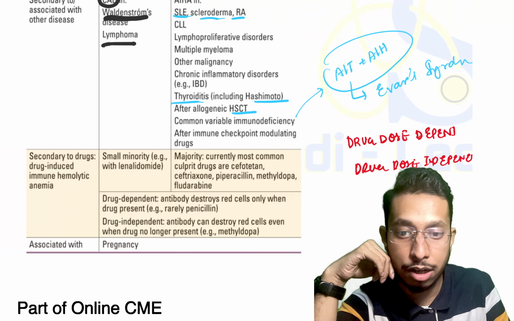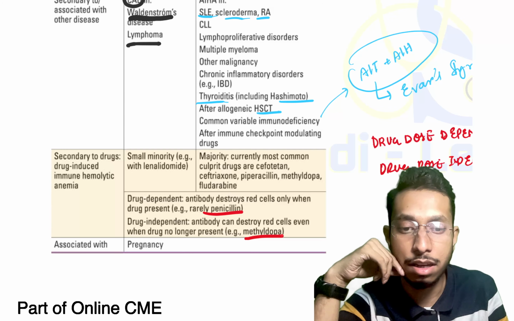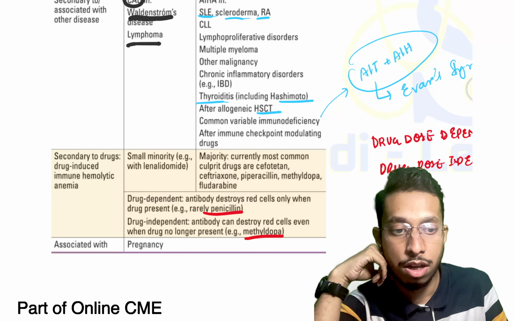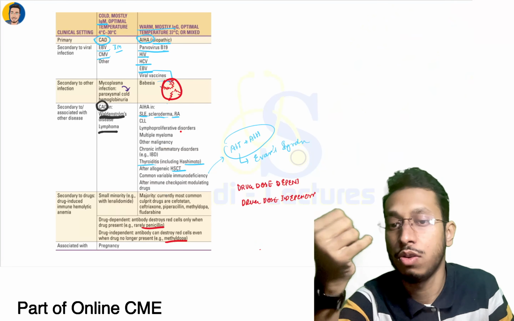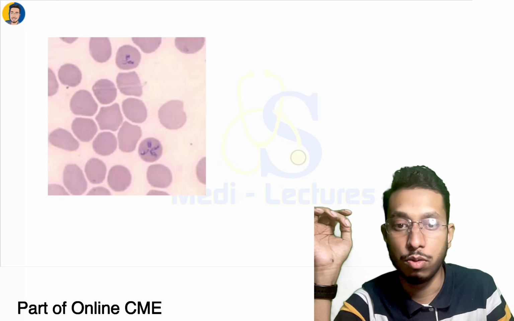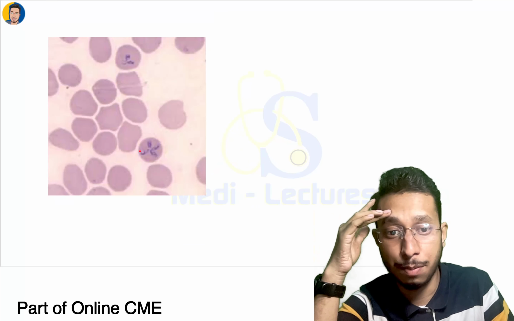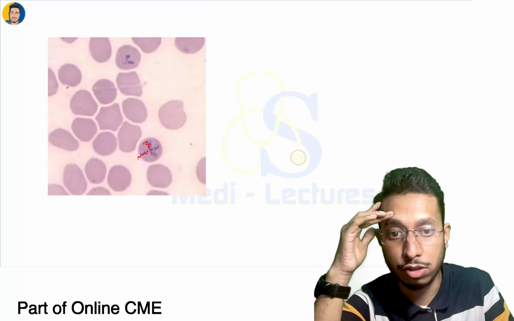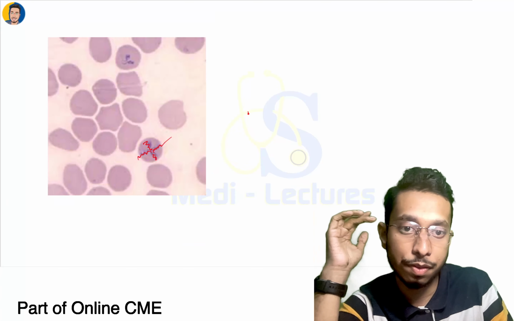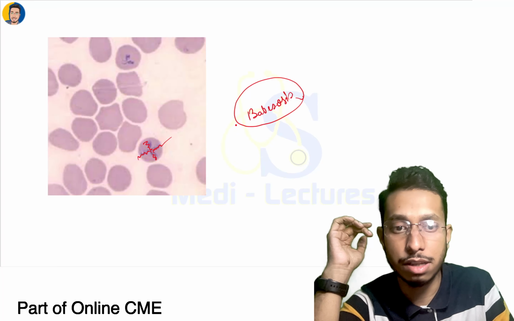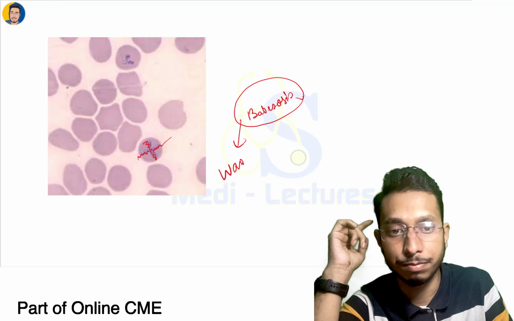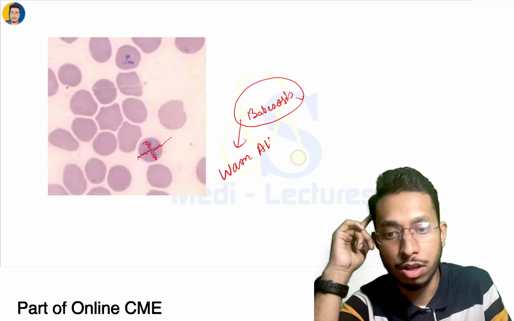Drug dose dependent is like penicillin, and drug independent is like methyldopa. Okay, so this is the overall classification of acquired hemolytic anemia, autoimmune hemolytic anemia, right? Now what you can see here is the Maltese cross RBC that is seen in babesiosis. And babesiosis, what does it cause? It causes one autoimmune hemolytic anemia.